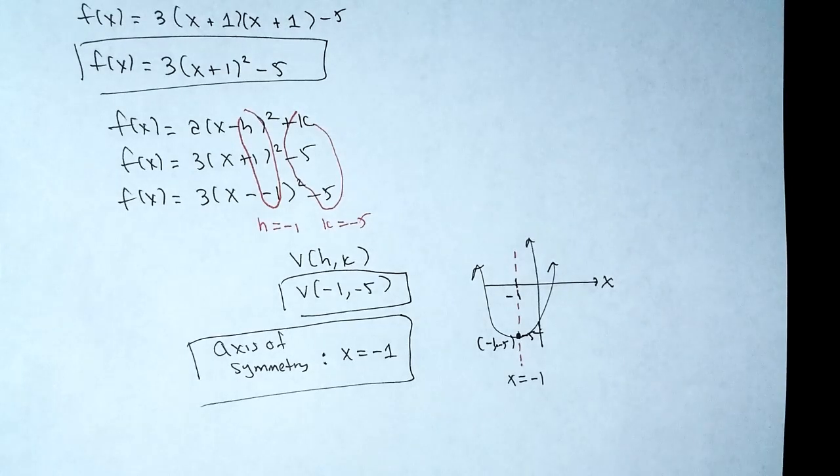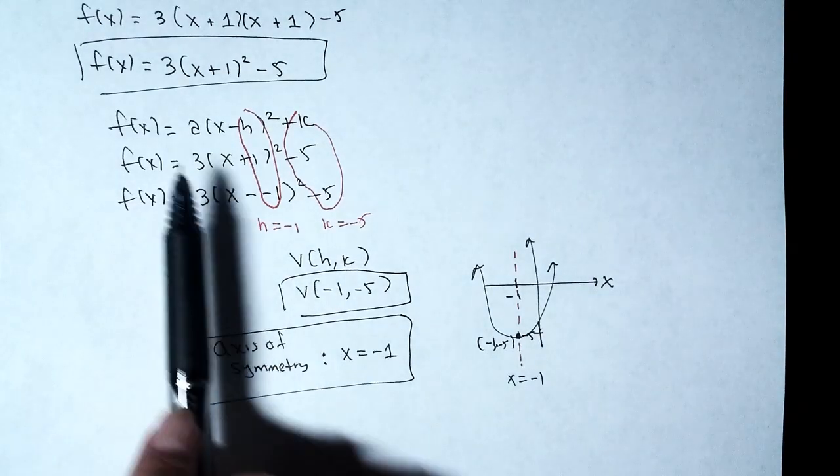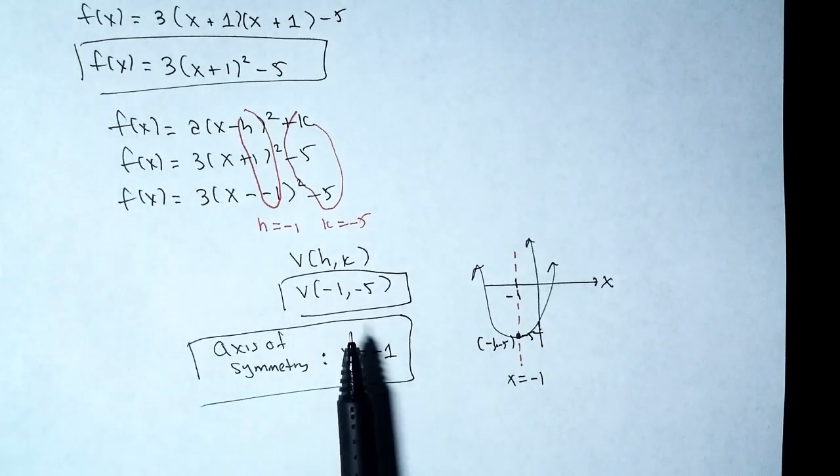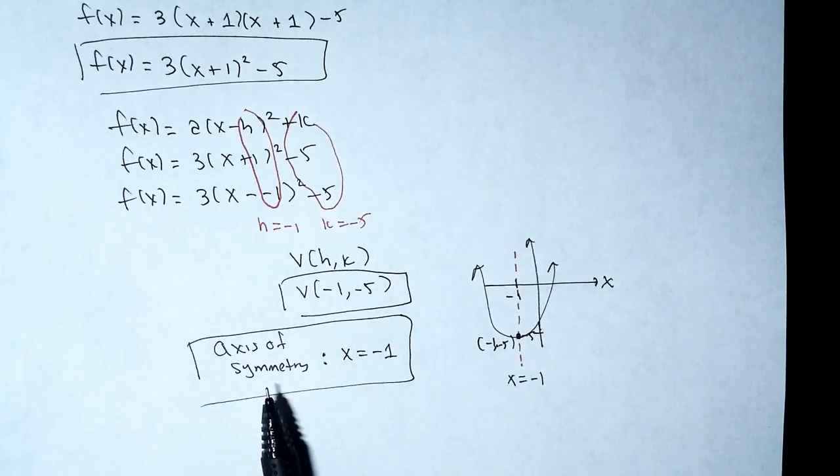Okay, fantastic. So we were asked to write the function in vertex form by completing the square. We were asked to identify the vertex. We were asked to identify the axis of symmetry. So we're good. Thanks, guys.